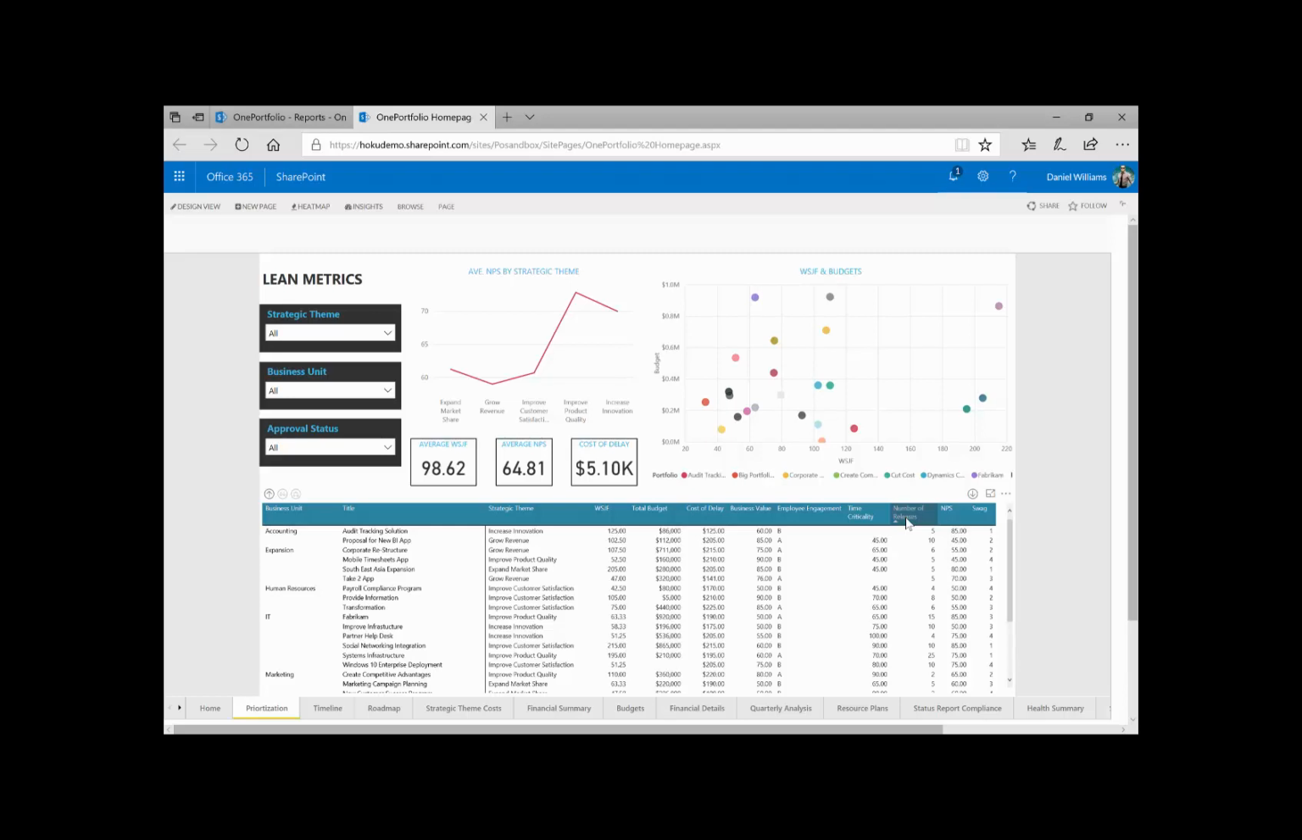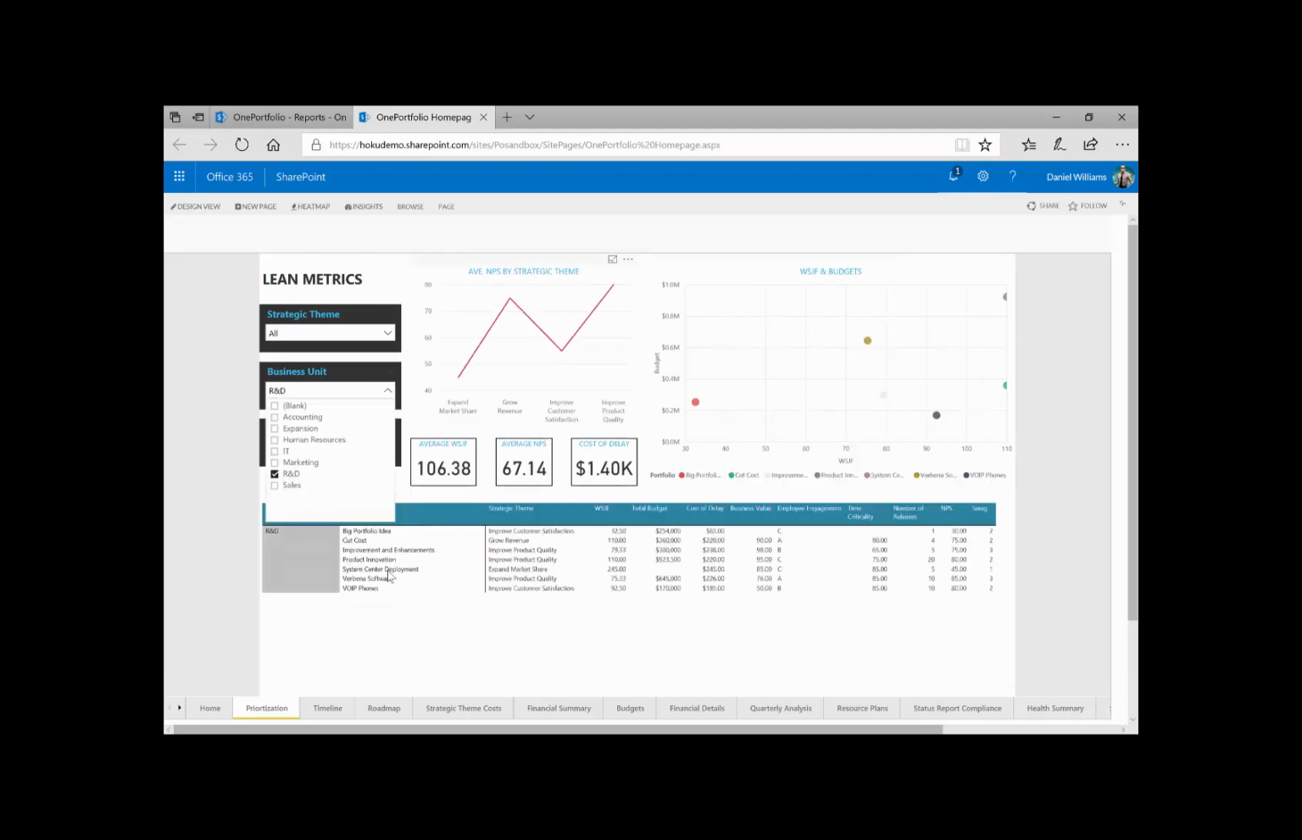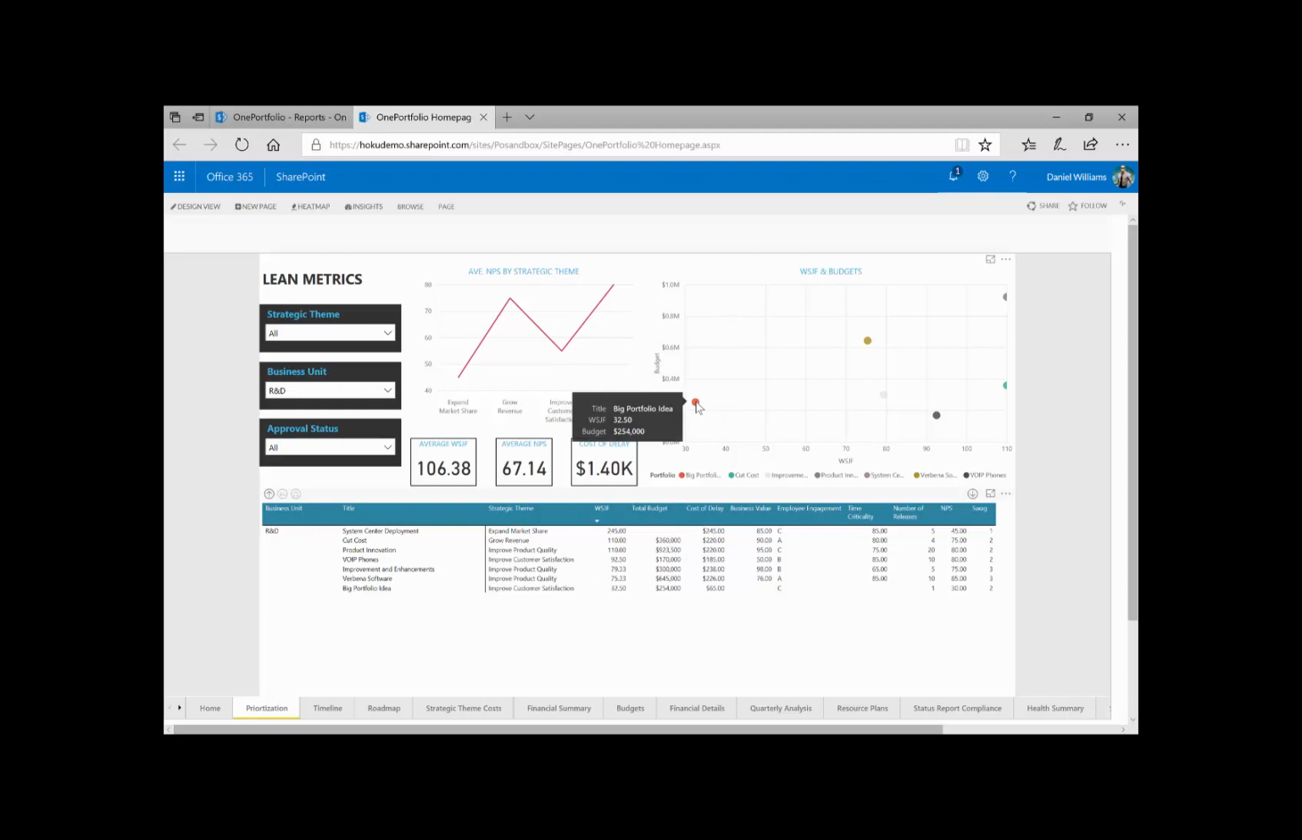In a view like this, you can use both graphical and textual information to get the information you're looking for. You can also use filters to look at things by business unit or by strategic theme or other filtering capabilities. For example, maybe going in and looking at just the research and development area of the company, and then looking at how these potential portfolio items stack up from a weighted shortest job first prioritization. The idea here is we can look at the different elements of this and get good information and analysis at our fingertips.